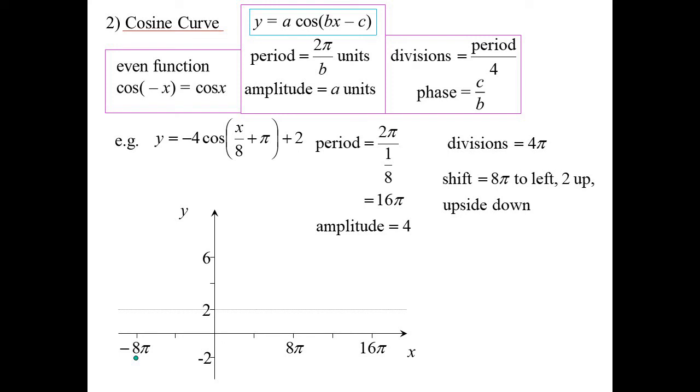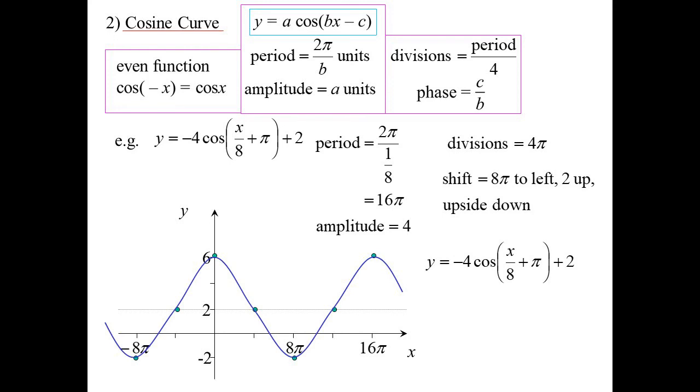Okay, what does a cosine curve then do? Next division then would be at the axis. Then I would continue up and then down and up and down. And we have our rather strange cosine curve.